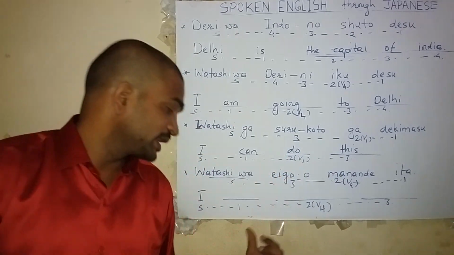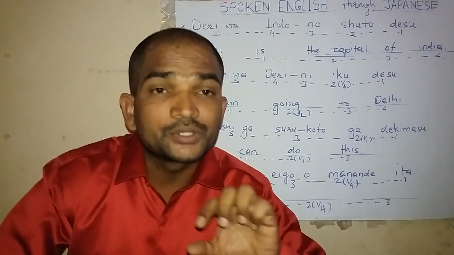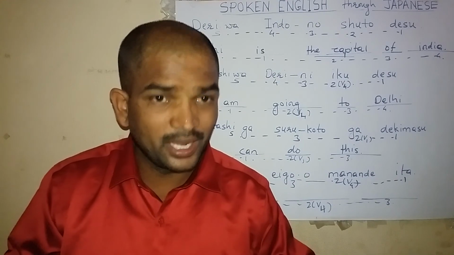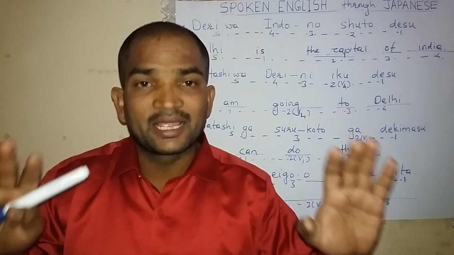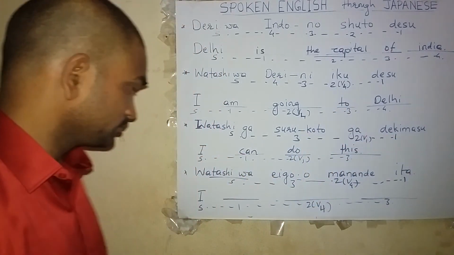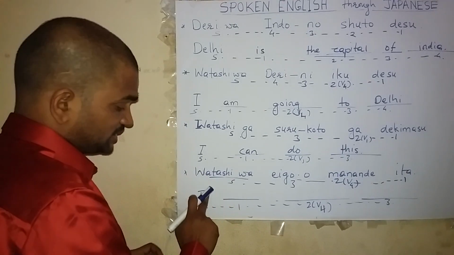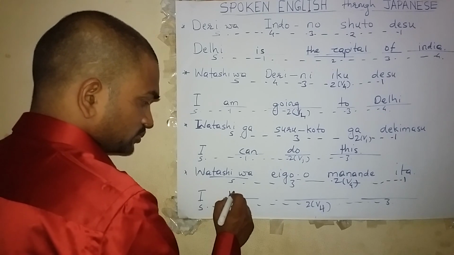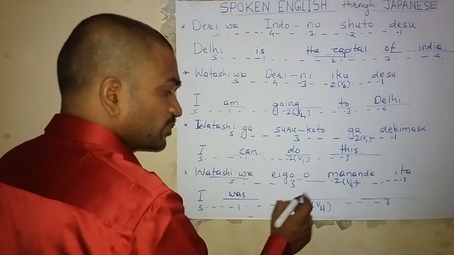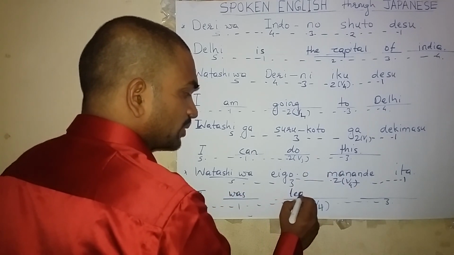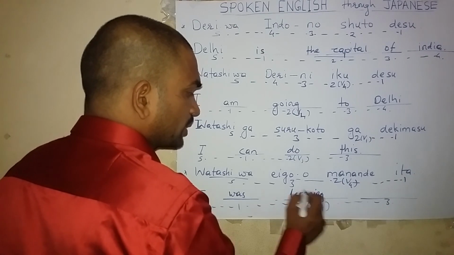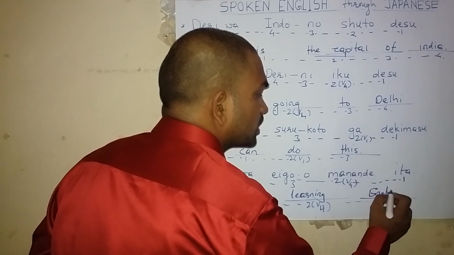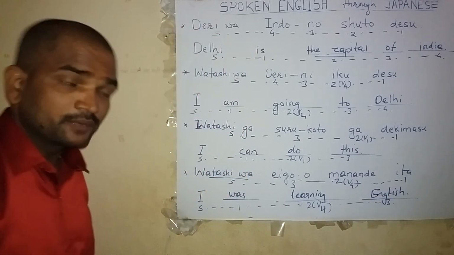And while trying orally, at that time with your fingers, you should try to type the sentence in the comment box again and again. Okay, now pause the video and try yourself. Start. Look here, the word for watashi wa is I. The word for ita is was. I was. The word for manande is learning. Learning. The word for ego is English. I was learning English. Okay.